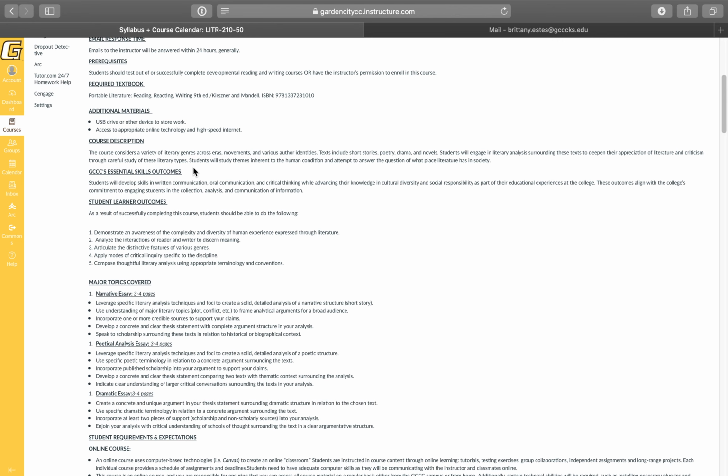The course really looks at a number of literary genres across eras, movements, and author identities. We'll be looking at short stories, poetry, dramas, and bits from novels. You will engage in literary analysis surrounding these texts to deepen your appreciation of this literature and the criticism used through careful study of these literary types. You will study a lot of themes inherent to the human condition, and then really look at questions of what place literature has in society.